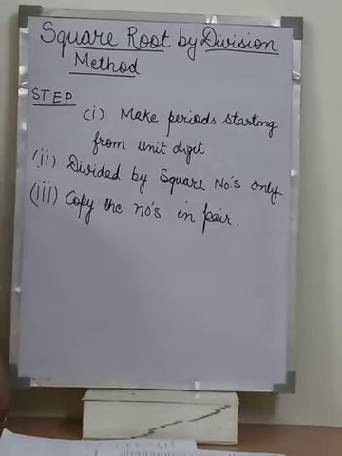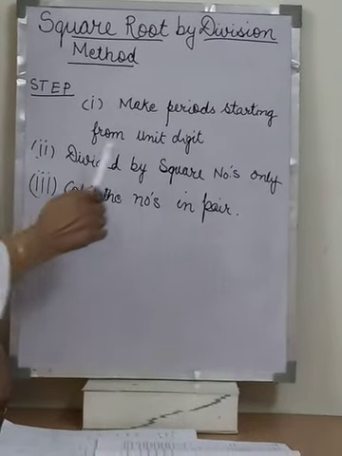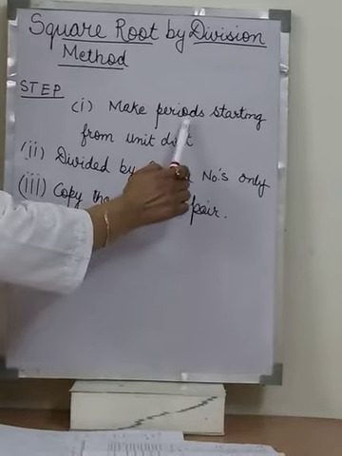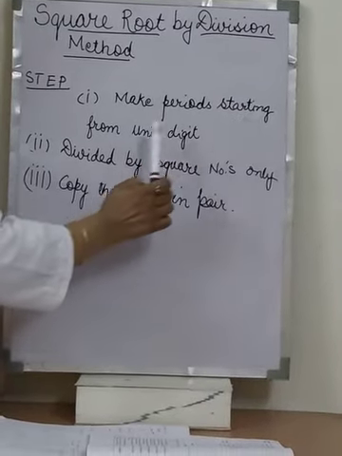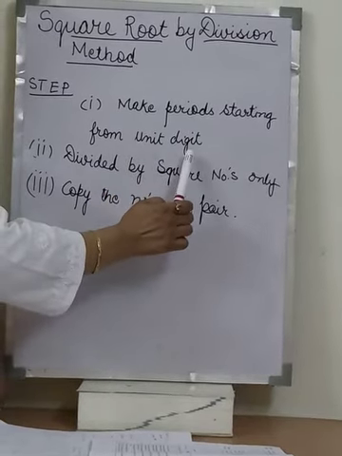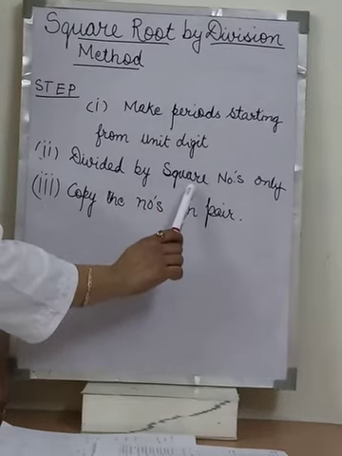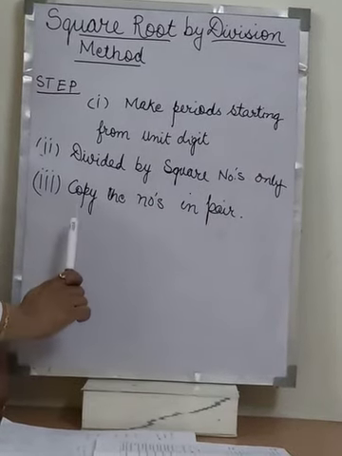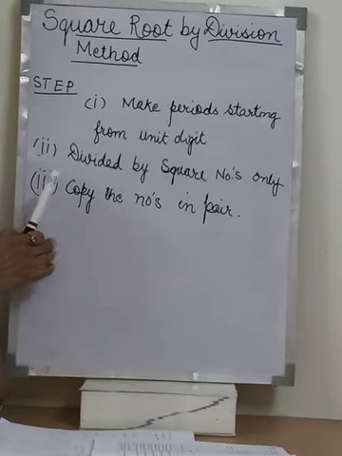Before I start explaining the division method, there are a few things we have to remember. We have to make the periods of the given number, and you start making the periods from the unit digit. Secondly, remember to divide by square numbers only. And thirdly, you are going to copy the number in pairs. You have to remember these things.